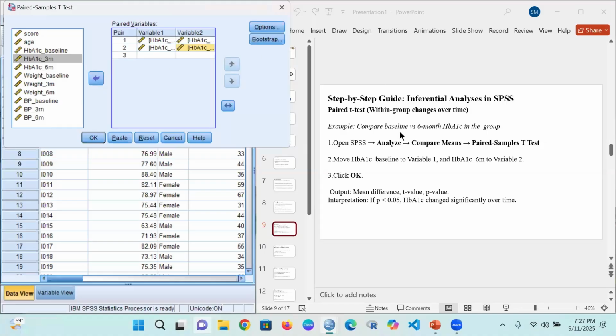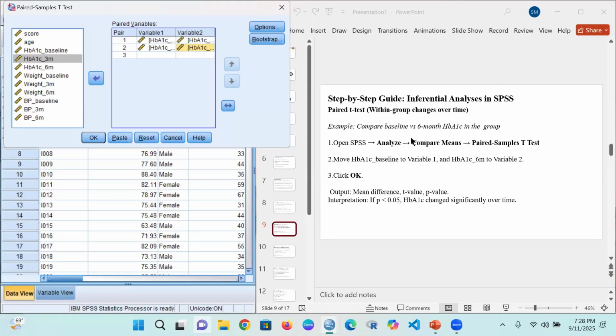So I think you are following on the other side. First of all, you open SPSS. Those who are having SPSS, you can open it. You go to analyze, compare means, you get to paired samples t-test. Then you load what you want to compare. You want to compare the HbA1c, that is the first time the patient came in the clinic. You load it. You load the HbA1c in 3 months.